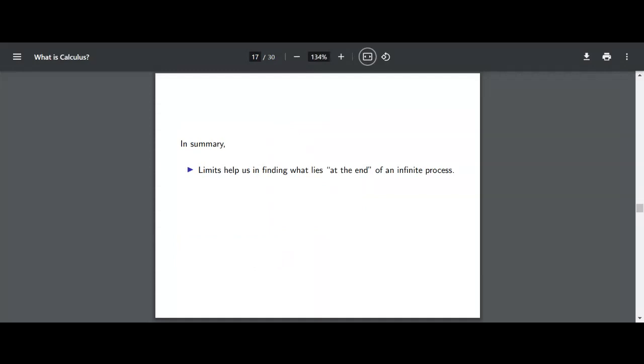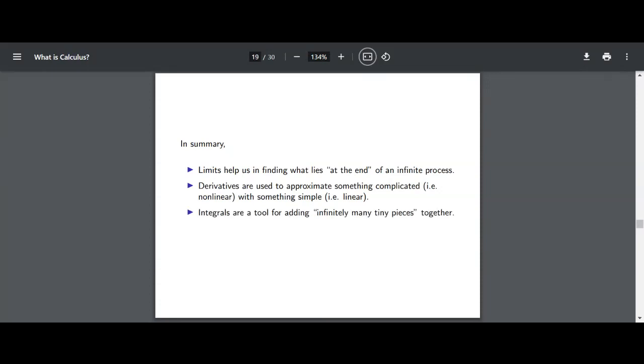And yeah, I think I kind of summarized all of it here. So limits help us in finding what lies at the end of an infinite process. And then derivatives are used to approximate something complicated or nonlinear with something simple, like something that's linear, okay? And then integrals are a tool for adding infinitely many tiny pieces together. And these are kind of the three main tools of calculus that we're going to learn about.